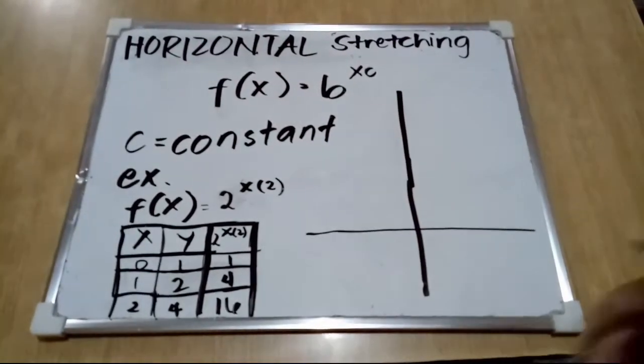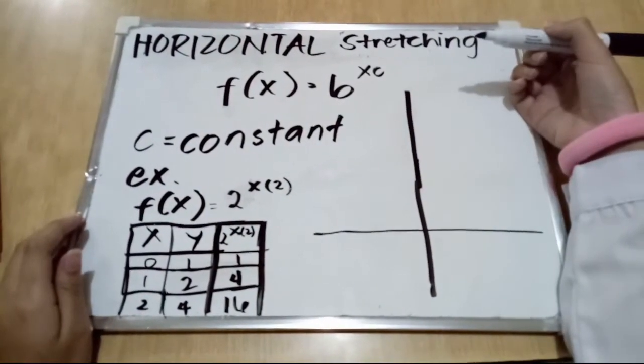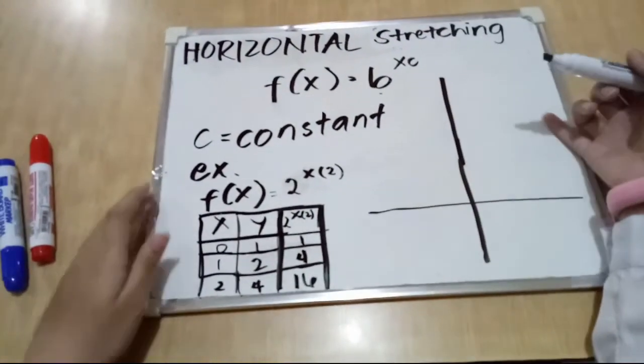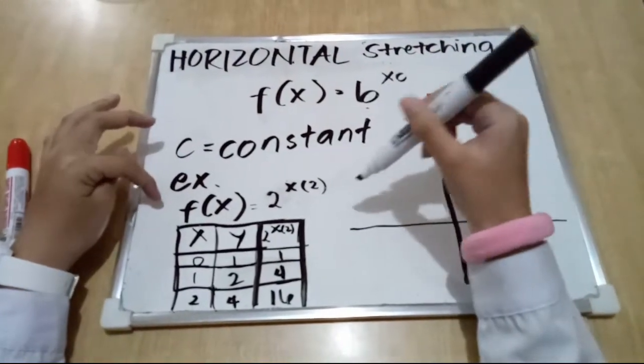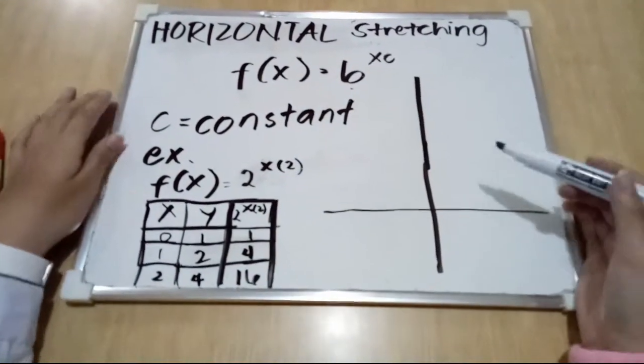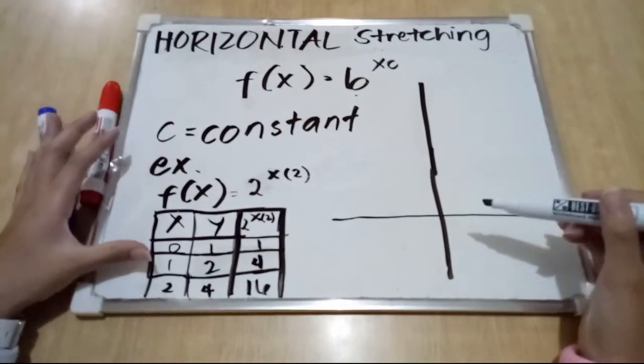And now let's proceed to horizontal stretching. Horizontal stretching has the equation b raised to x times c. Let c be the constant. First example is 2 raised to x times 2. So our x values are 0, 1, and 2.